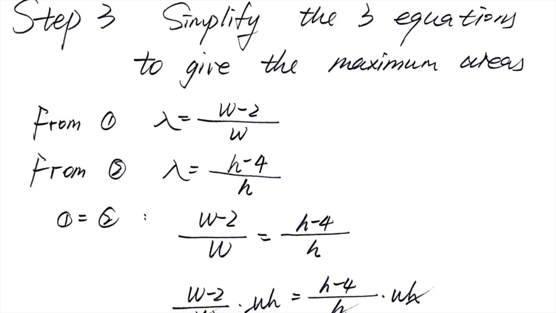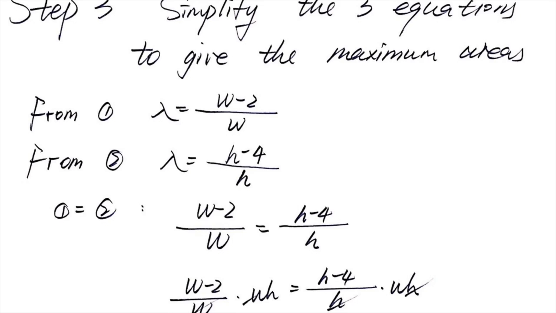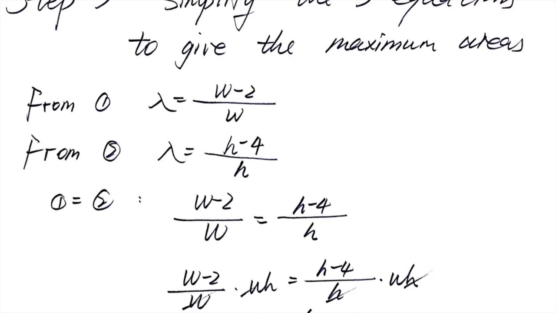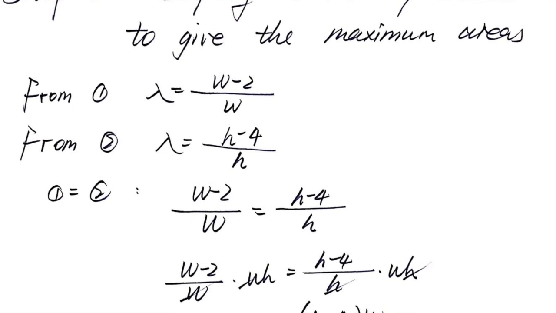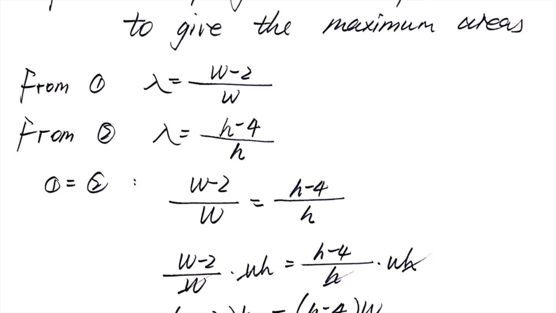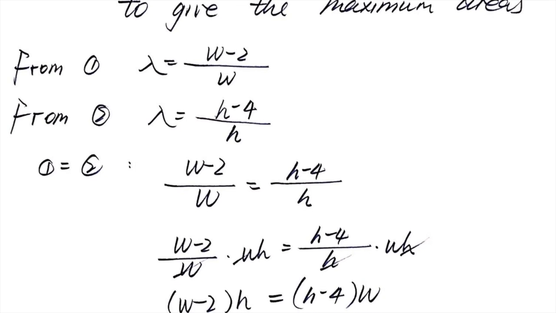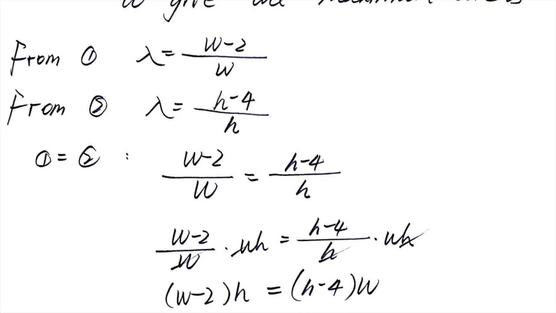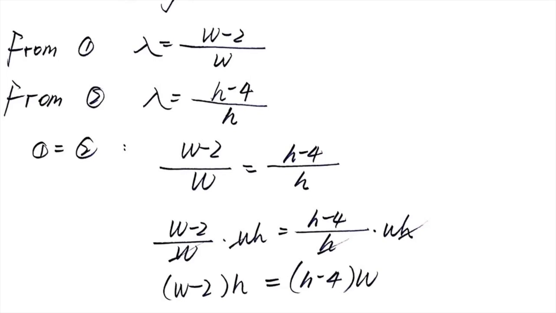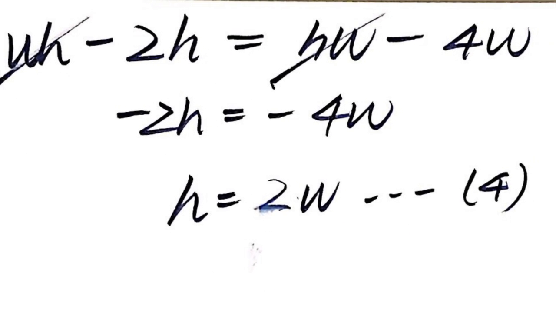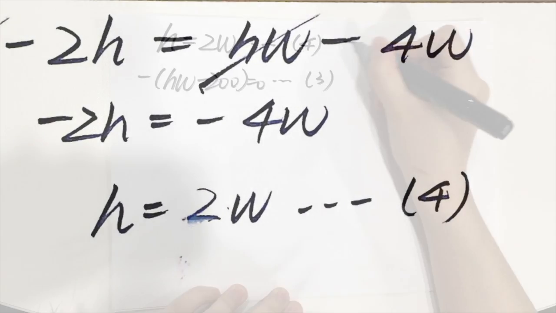Step 3. Simplify the 3 equations to give the maximum dimension of green area. From equation 1, we can get lambda equals (w minus 2) over w. From equation 2, we can get lambda equals (h minus 4) over h. So, let equation 1 equal equation 2. So we can get h equals 2w. We let h equals 2w be equation 4.